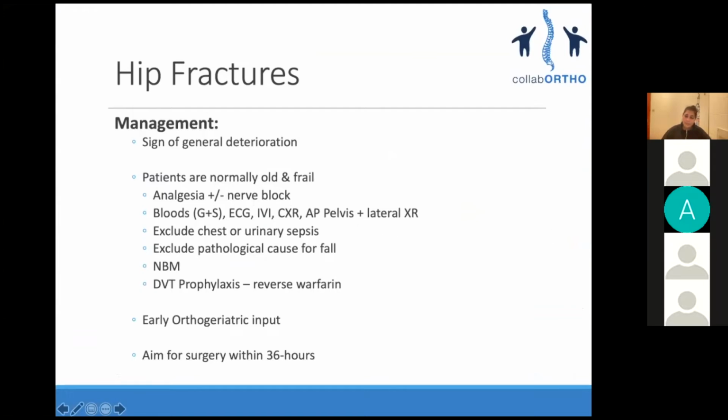You need to do all your basic bloods, including group and saves, plus or minus a chest X-ray, and all patients need an ECG. Exclude any other causes that have led them to a fall, so infection anywhere in the body, usually chest or urinary infection. Start them on DVT prophylaxis, usually Clexane, and keep them nil by mouth for theatre the following day.